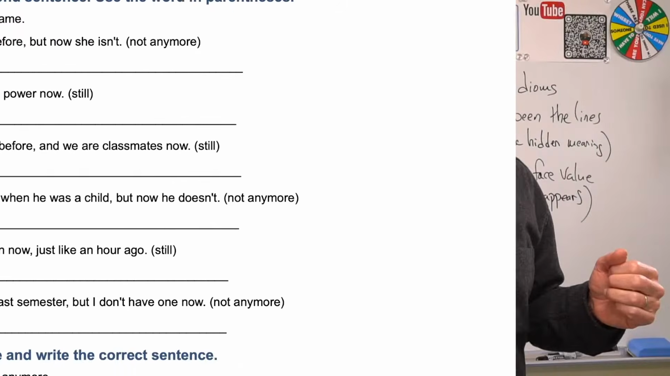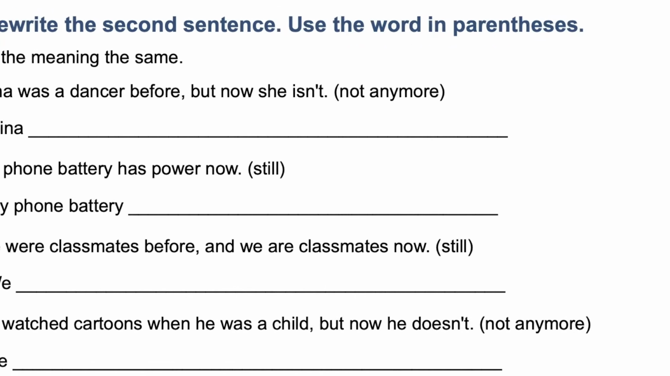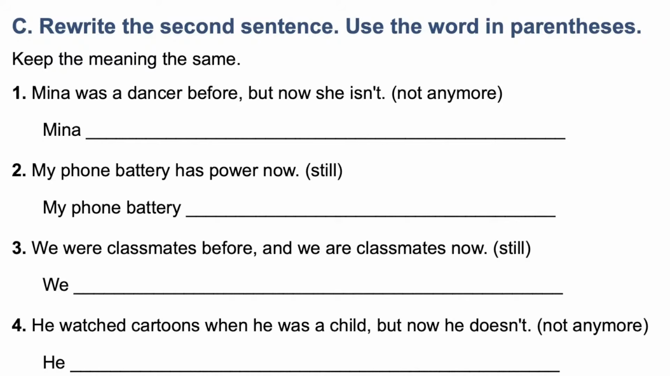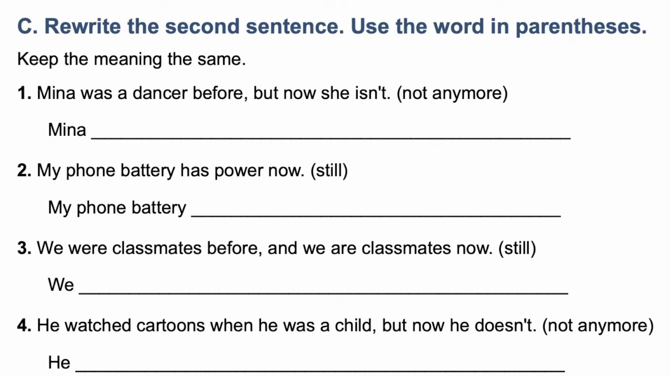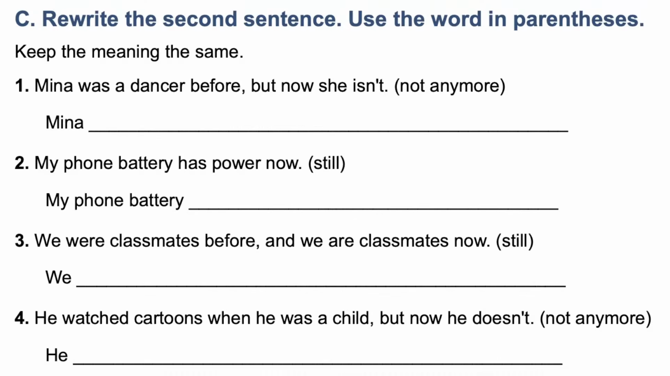Okay, now we're going to rewrite the sentences. Rewrite the second sentence. Use the word in parentheses. So we're going to just change the style. Number 1, Mina was a dancer before, but now she isn't. Now, rewrite the sentence using not anymore.